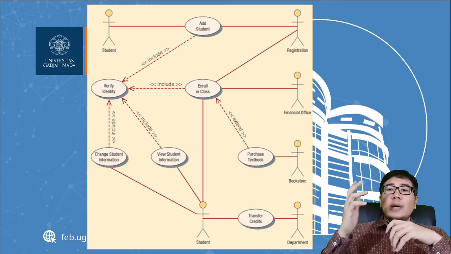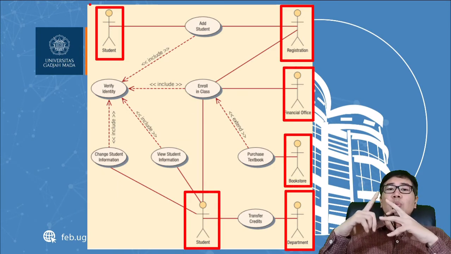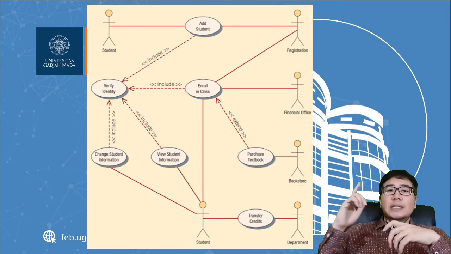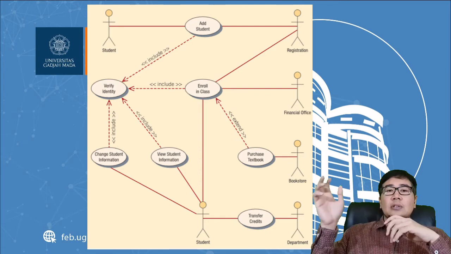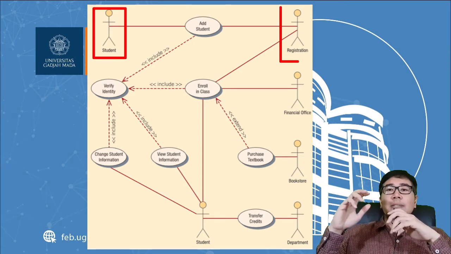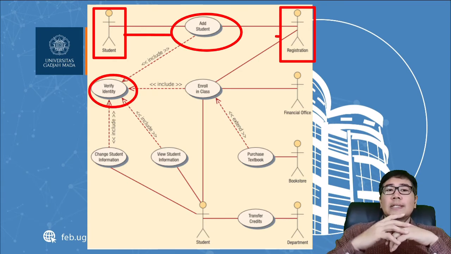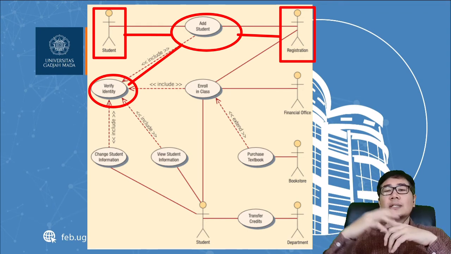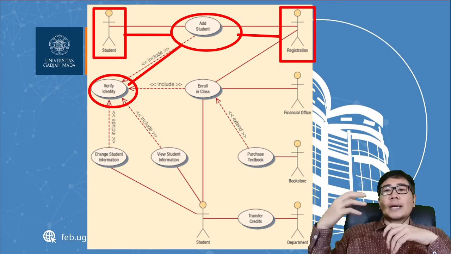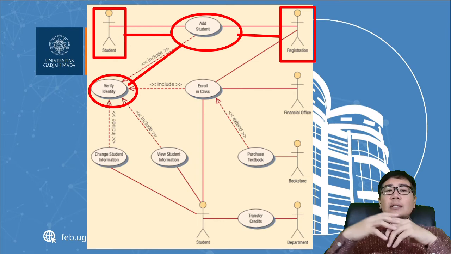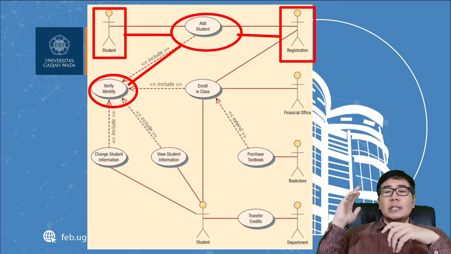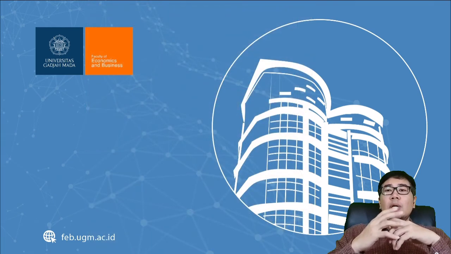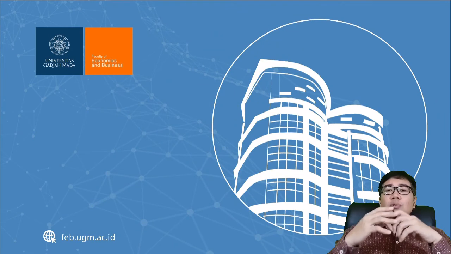This figure shows the registration process for students. There are 5 actors here, namely students, departments, bookstore, financial office, and the registration department. For example, communication between student actors and the registration actors occurs in the use case of add students, which includes the use case of verify identity. In such a case, when new students want to register, they need to log in using their username and password. For more details on understanding the use case model diagram, please refer to Chapter 2 of the book. There is a use case modeling section in Chapter 2 that describes the use case modeling in more detail.